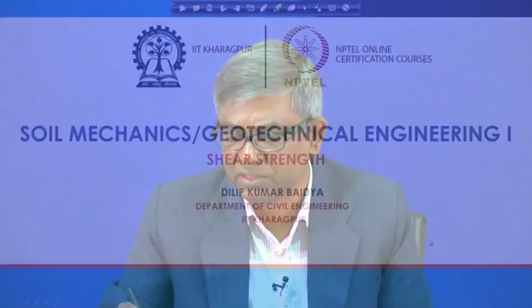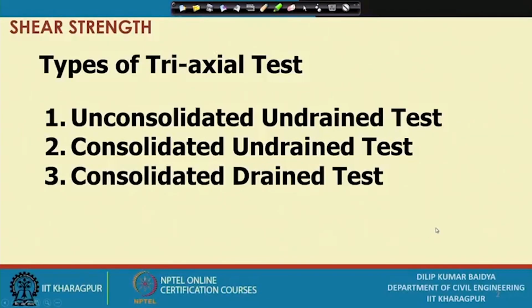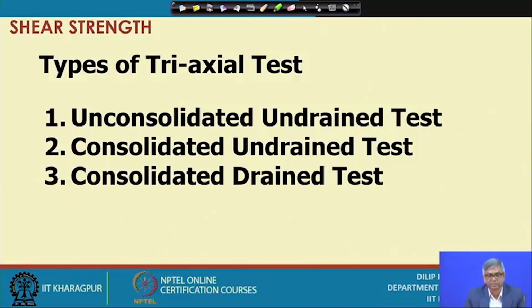This triaxial test itself we can classify into 3 different categories, to address the points I have highlighted just now. These 3 categories are the unconsolidated undrained test, the consolidated undrained test, and the consolidated drained test. And what is the meaning of it?